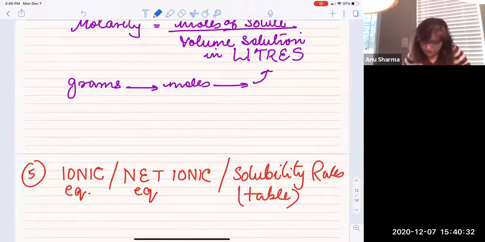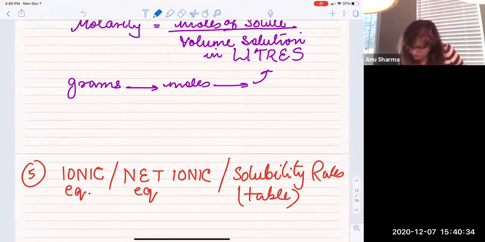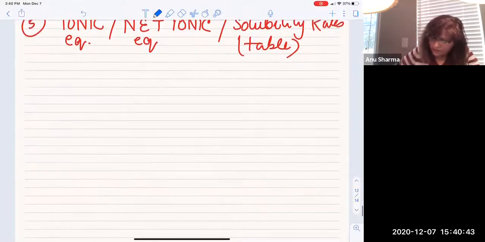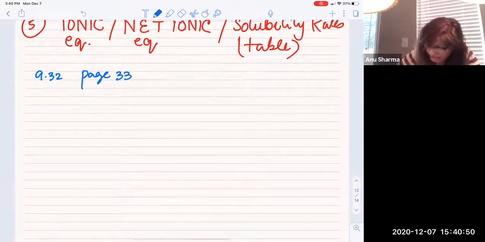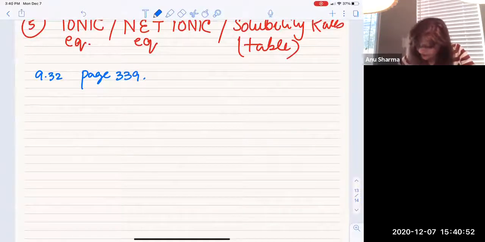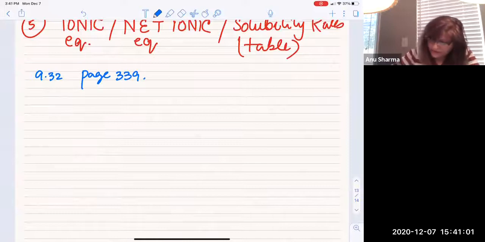So let's do this. Determine whether a solid forms from the solution containing the following compounds. Write the ionic and net ionic equations. Let's do problem 9.32 here, on page number 339. You are given lead nitrate, Pb(NO3)2, and sodium carbonate, and they are asking you to identify the products.